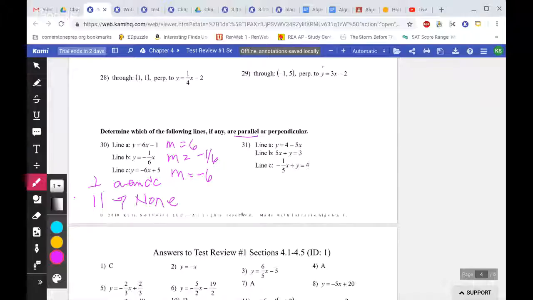Now for 31, they need to all be in slope-intercept form, and they aren't. Only line A is. So to get line B in slope-intercept form, I have to subtract negative 5x. Actually, line A isn't even in slope-intercept. I stand corrected. For 30, wouldn't it be A and B are perpendicular? Yes. Whoever corrected me, thank you. It is A and B.